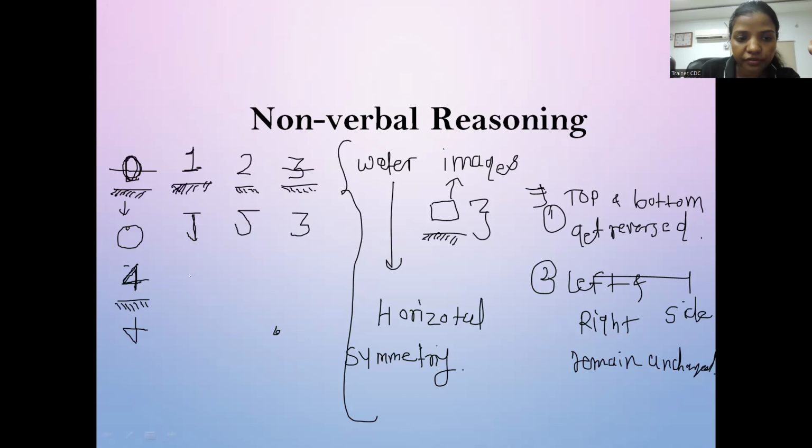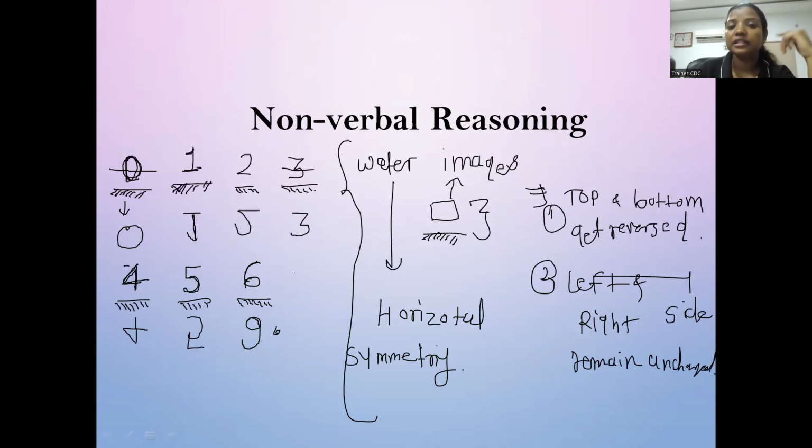Okay. What about 5? How will 5 look in the water image? Now this part of 5 is near to the water, so it will come first. Correct? Then the line, then this side. So 5 will look like this in the water image. Now tell me how 6 will look. Now this circle part is near to the water, so I can draw it first. Then this part is slowly moving away from the water. Correct? So 6 will look like 9 in the water image.